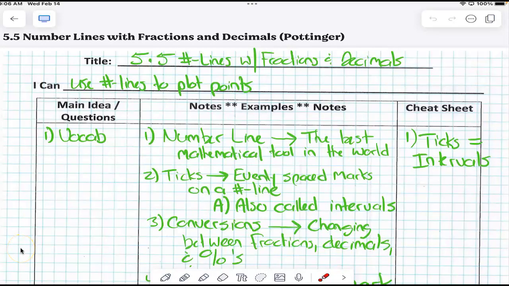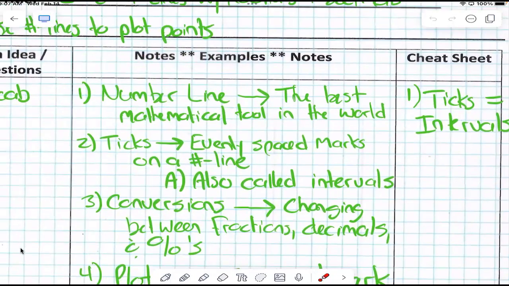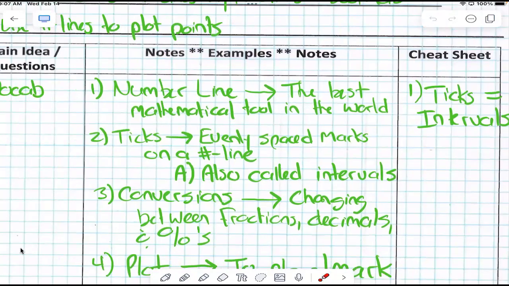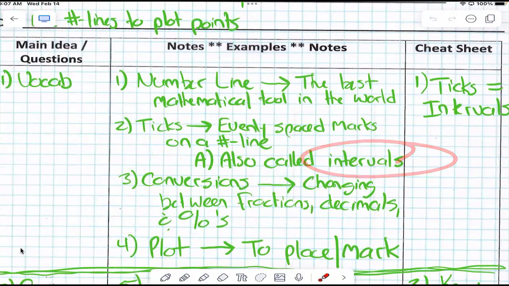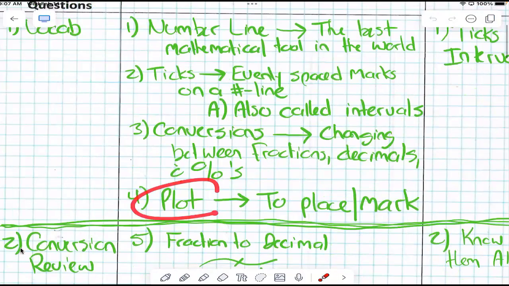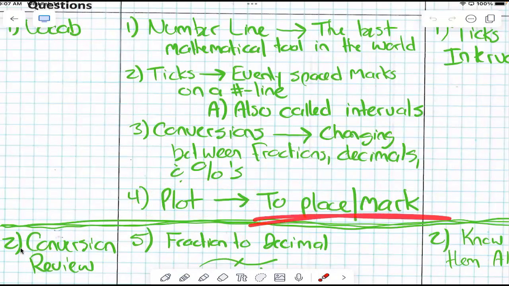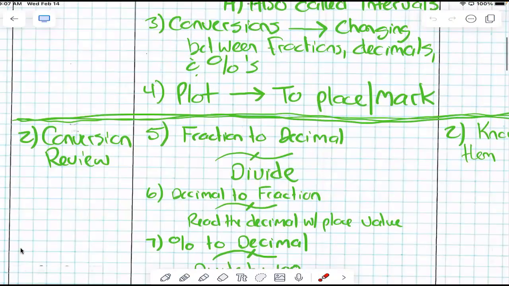Hello, Pottinger's class. All right, 5.5, number lines with fractions and decimals. I can use number lines to plot points. Here we go. Ticks. Give me another name for a tick mark. Intervals. If I ask you to plot something, that means you are going to do what? To place or mark, right? To put something on a graph or on a number line.